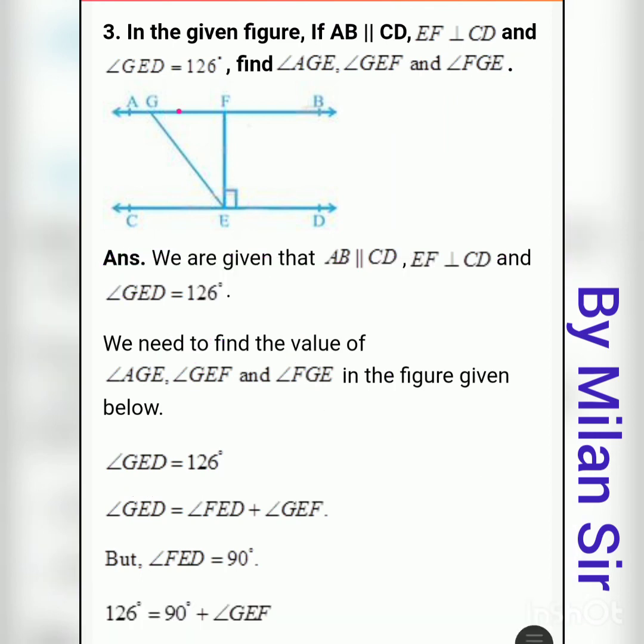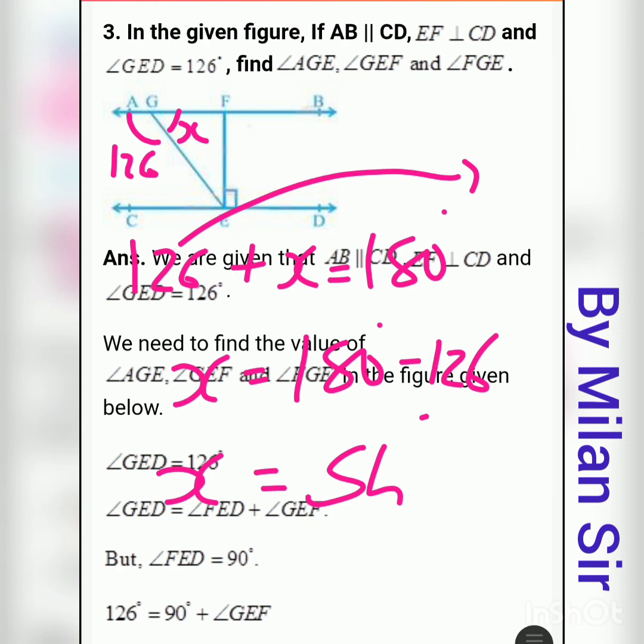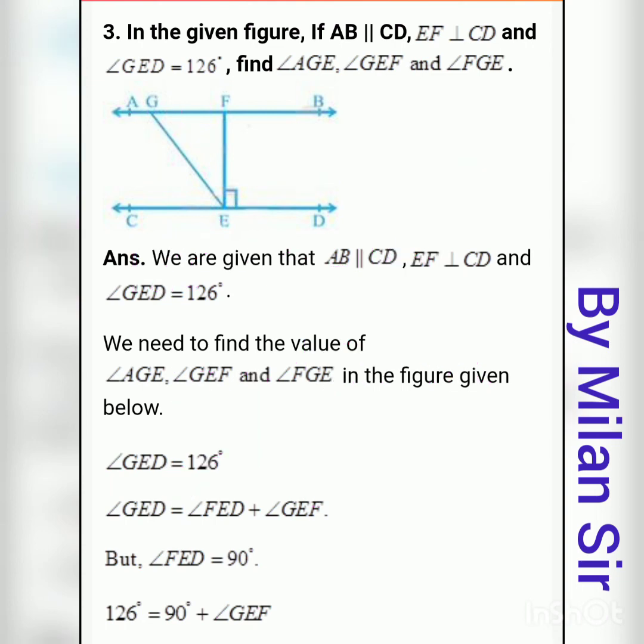Okay, so first of all assume here x. This angle we know is 126. So 126 plus x is equal to 180 degree, linear pair of angles. Now for finding out the value of x, transfer this 126 to the right hand side. So x is equal to 180 minus 126, 54. So the value of x is equal to 54. Okay, so here this question is done.